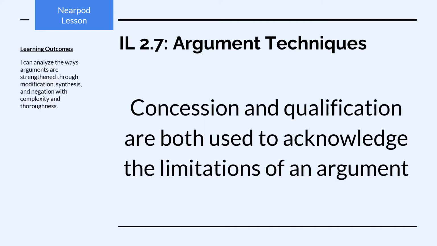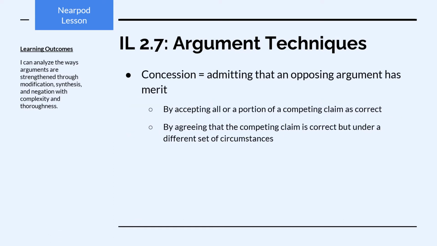Let's start by looking at concession and qualification. Both of these techniques are used to acknowledge the limitations of an argument. Concession is when you admit that an opposing argument has merit by either accepting all or a portion of a competing claim as being correct, or by simply agreeing that the competing claim is correct, but under a certain set of circumstances.